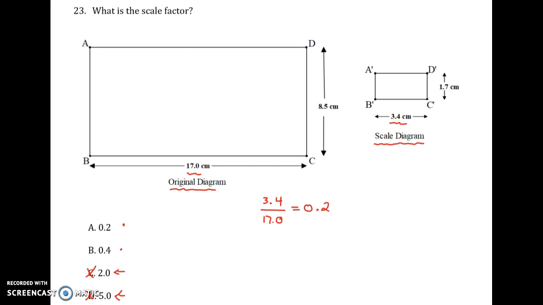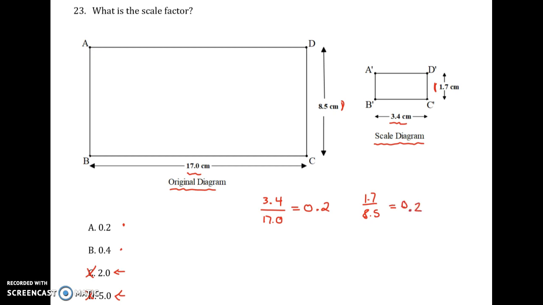So just to confirm this, that it wouldn't matter which sides we chose, if we look at taking the 1.7 and the 8.5, and if we divide those, we also obtain an answer of 0.2.